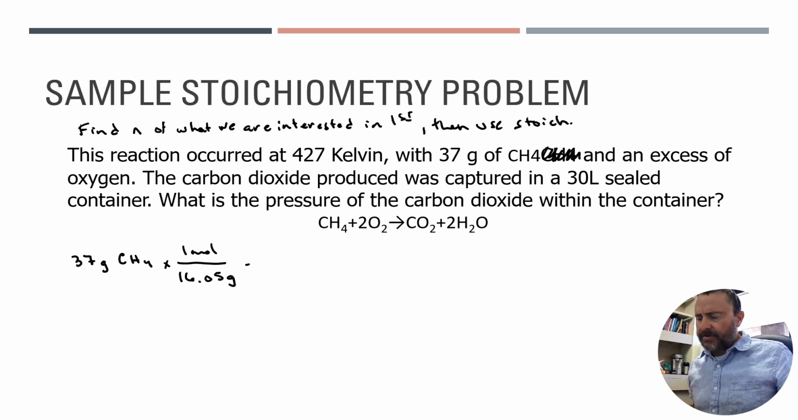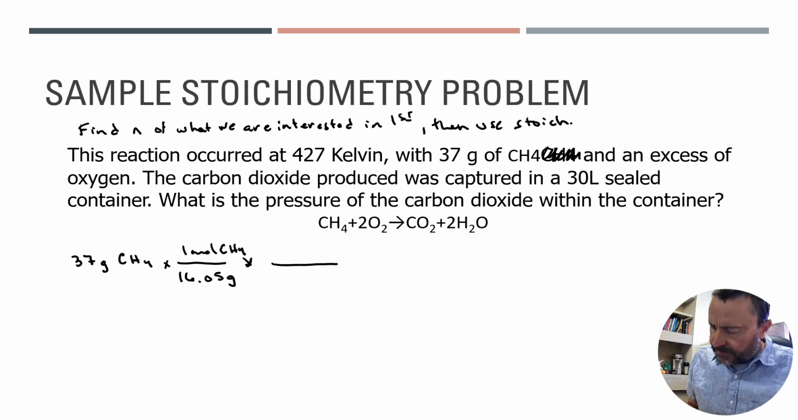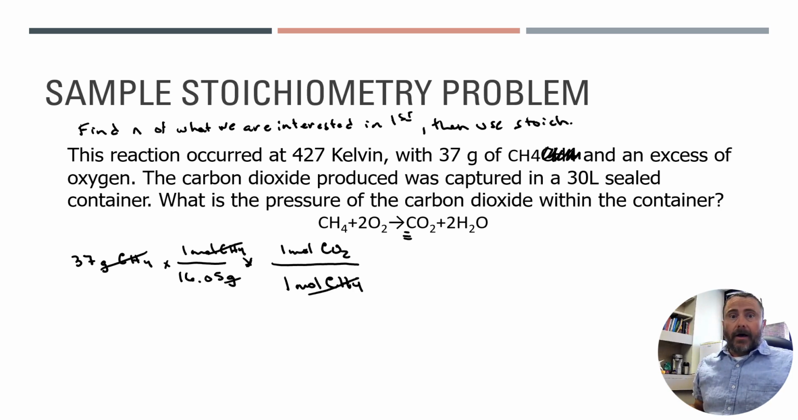But we want the pressure of the carbon dioxide. So we're looking for the number of moles of what we're interested in, which is the carbon dioxide. I can use our stoichiometry here, and I can say I have 1 mole of carbon dioxide. That's from our balanced equation, there's 1 as a coefficient out in front, for every 1 mole of CH4. So this gives me the moles of our carbon dioxide, and that is going to be 2.3 moles of CO2.